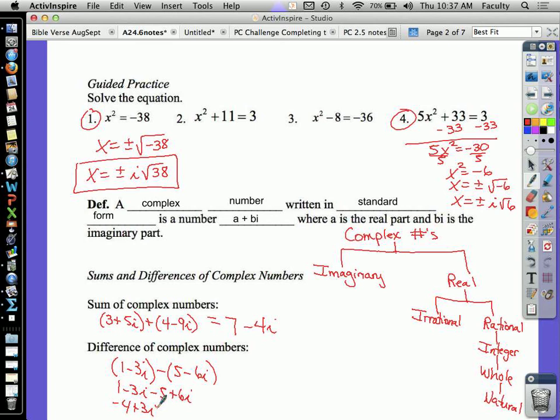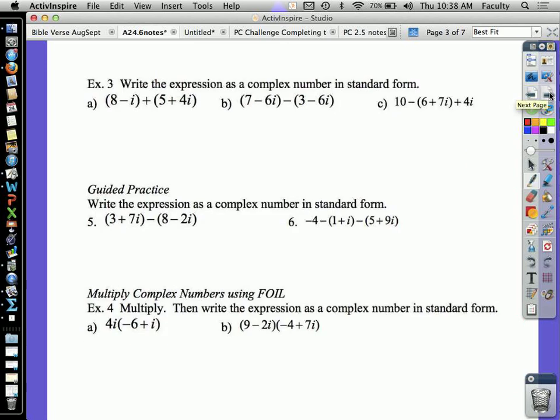All right, here's what I want you to do. I want you to try example 3 on your own. Do A, B, and C. Remember, for addition, you just add real parts and add imaginary parts. However, when you're subtracting, you must do the distributive property.